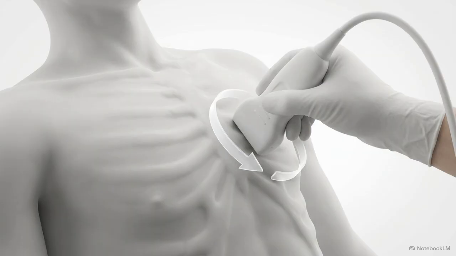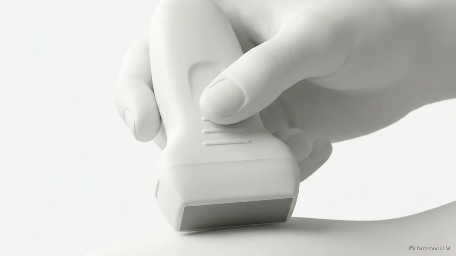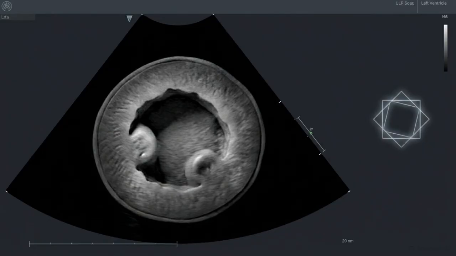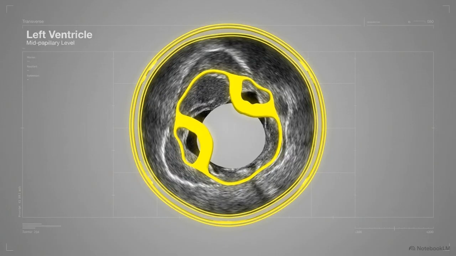To transition to the parasternal short axis, keep the probe in the exact same spot on the chest, but rotate it 90 degrees clockwise so the indicator points to the patient's left shoulder. This is the mid-papillary level. You are looking at a cross-section of the left ventricle, which forms a thick, muscular donut shape with 2 papillary muscles protruding into the center.